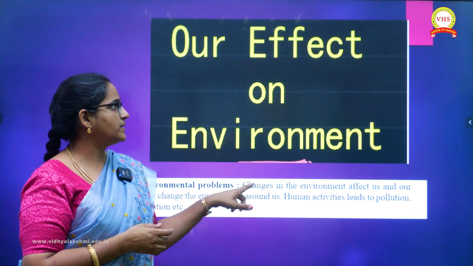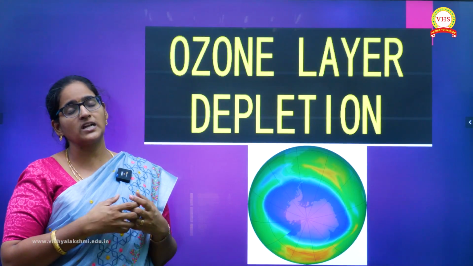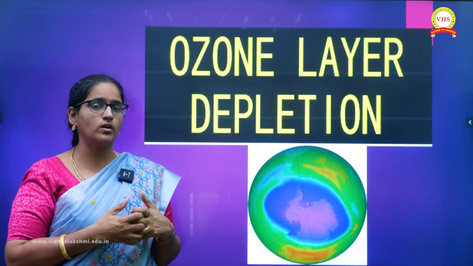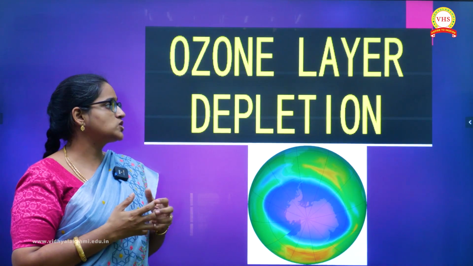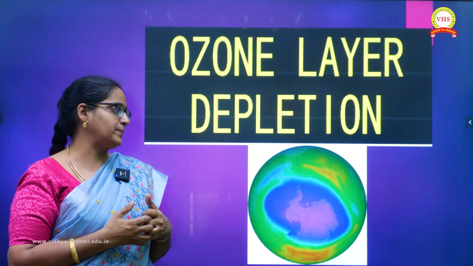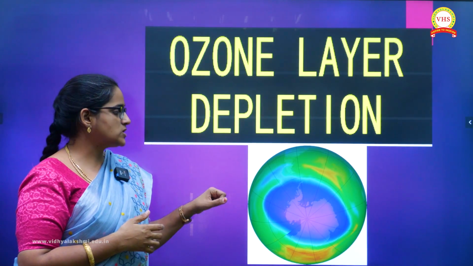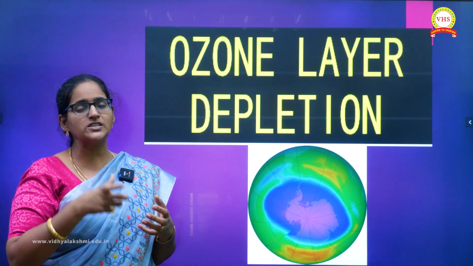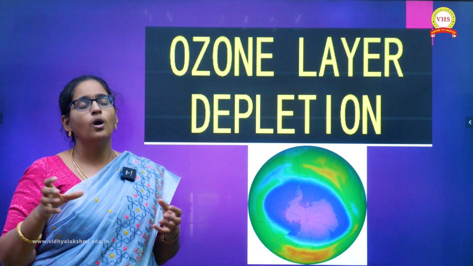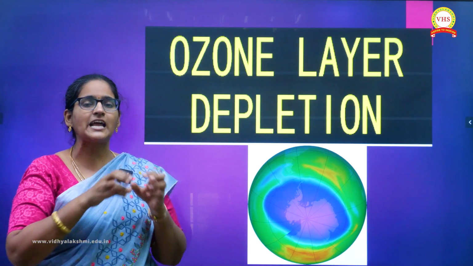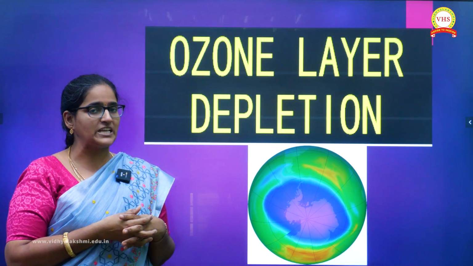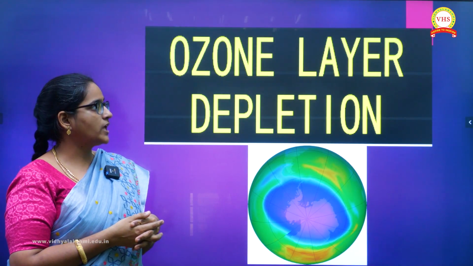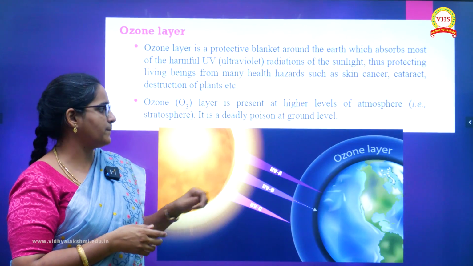So in this chapter, we have two topics which concern human activities on the environment. The first one is ozone layer depletion. Before going to this topic, what is the meaning of the word depletion? It means getting degraded, or something getting destroyed, getting spoiled. That is called depletion. So here we are going to study about ozone layer depletion.